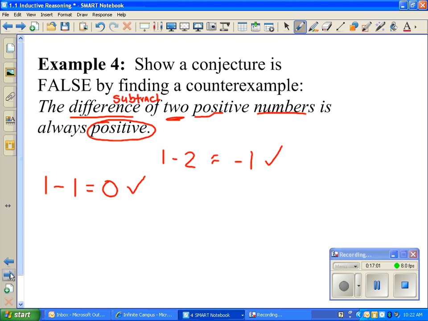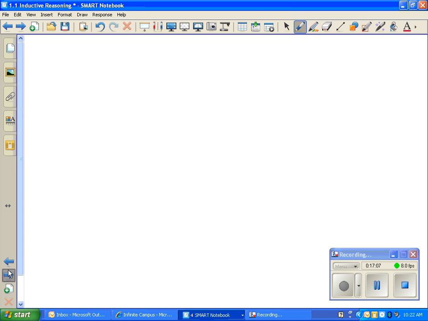Any questions about a counterexample? That term, you need to know what it is. Counterexample, an example that makes it false. Any questions on that section? All right. We're going to move on to 1.2.